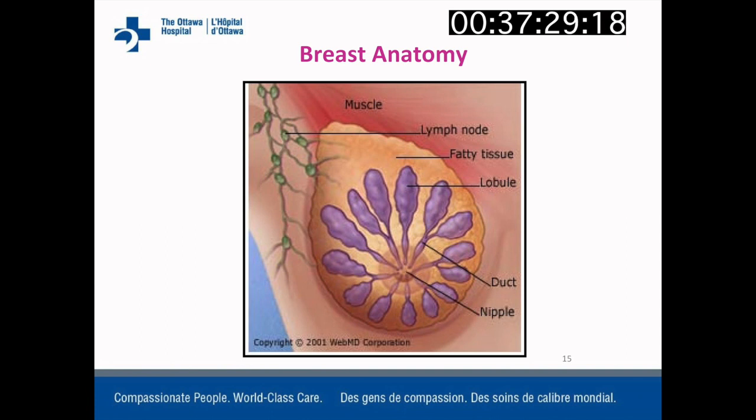So use the pads of your fingers and start under the collarbone. Remarkably, breast tissue does go up that high, and although we don't see many lumps as high as just under the collarbone, we do in fact see them. And so you want to be sure that you start at the top under the collarbone.